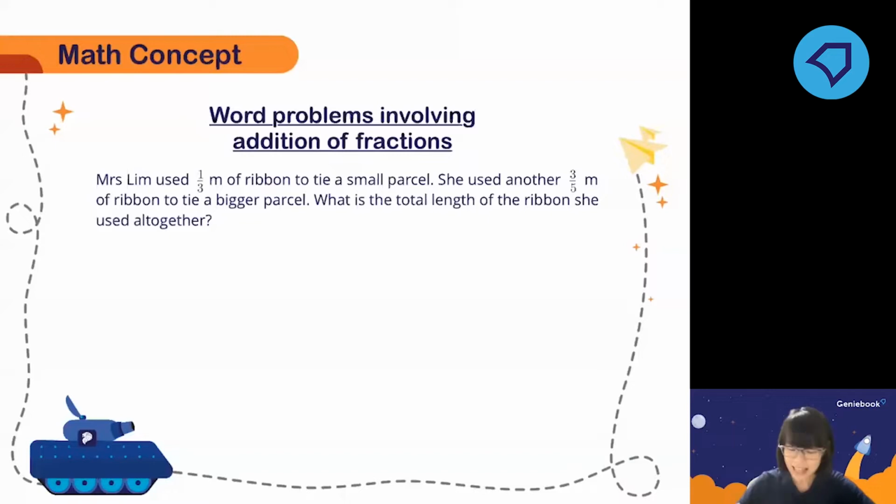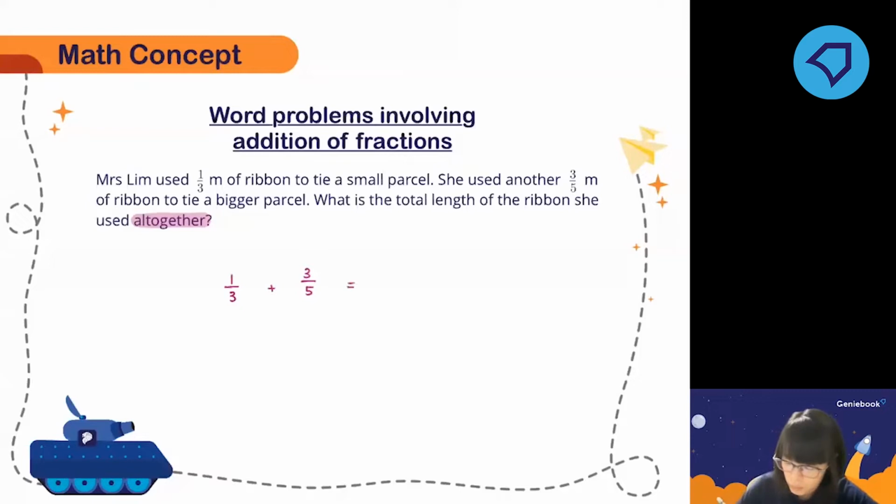What should it be? Keyword here. They want to know what is it all together, right? So we are going to add them together, all right? So we know she used 1/3 of it, 1/3 meter to tie a small puzzle. She used 3/5 of it to tie a bigger puzzle. So now we are going to add them together.